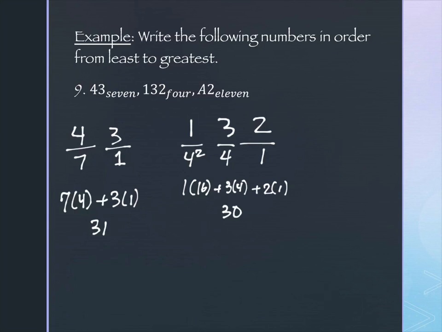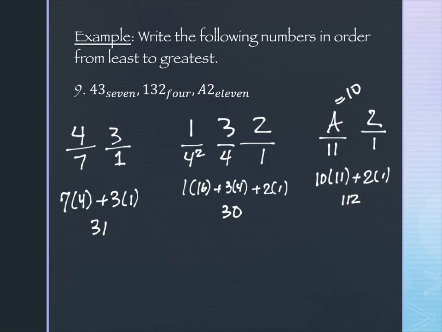Yep, 30. And then the last one is the A and the 2. And we remember the A is the same as the number 10. The A is in the, 11? The 11's place. And the 2 is in the 1's place. So I have 10 times 11 plus 2 times 1. What's that one? 112. Okay, so this one says order from least to greatest.